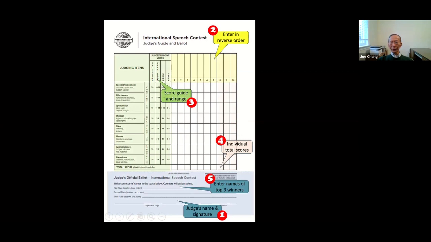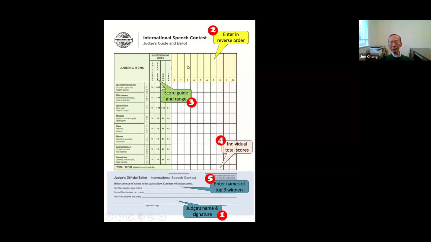And once you've done that, you go into step number two, which is the part where you would put all the contestants in here. Now, you don't know the speaking sequence until the chairman announces it. So you have to wait for the chairman to give you the order.